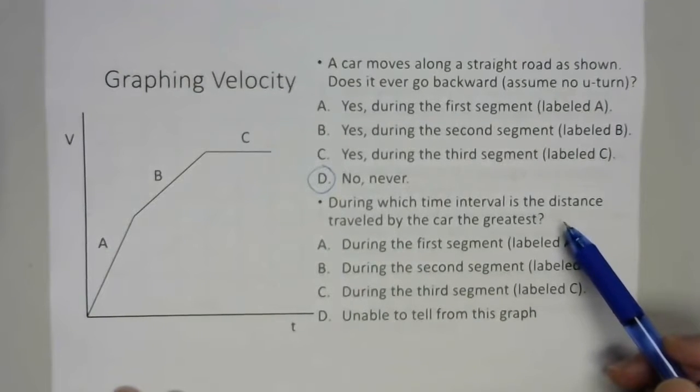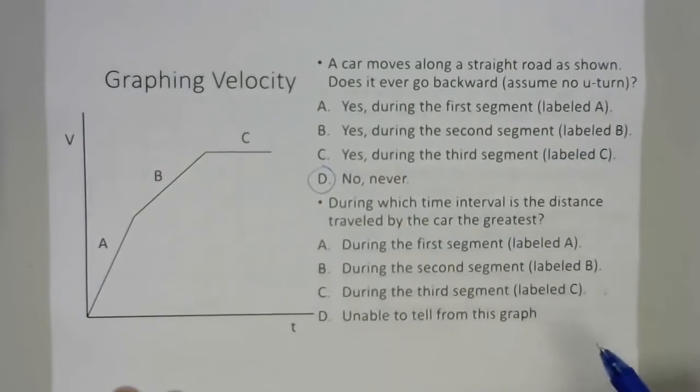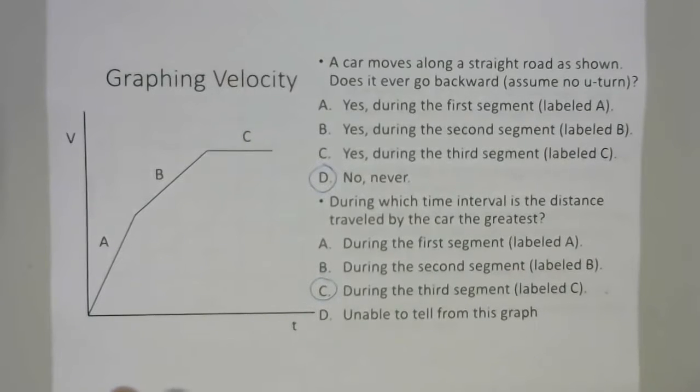Now, during which interval is the distance traveled the greatest? You're going fastest in C, so it's likely you're going the farthest on that particular graph. There are no numbers here, but if you're going fast during the period of time you're going fastest, you're likely going the farthest. It depends on how long you travel that fast and some things like that.